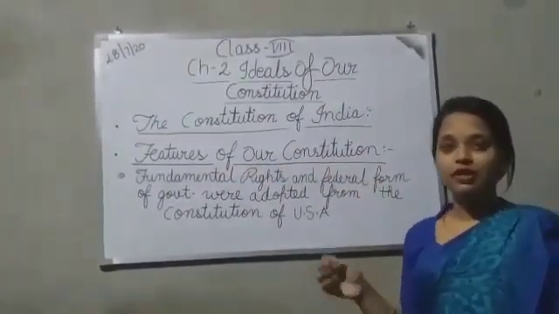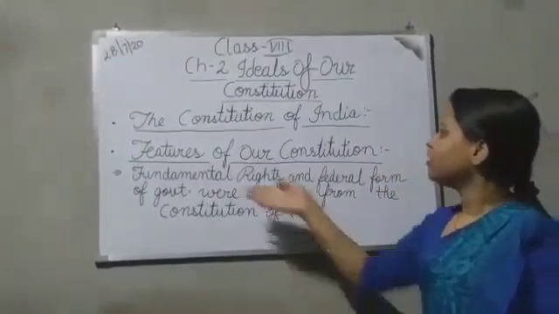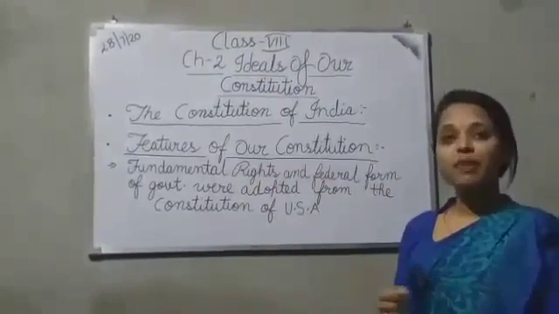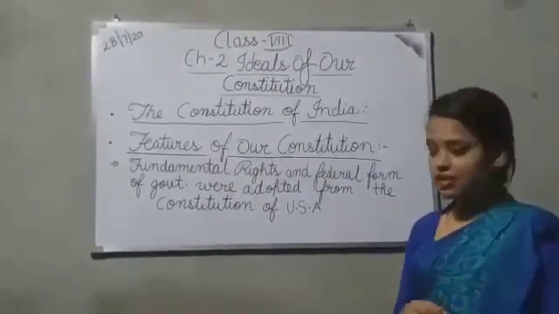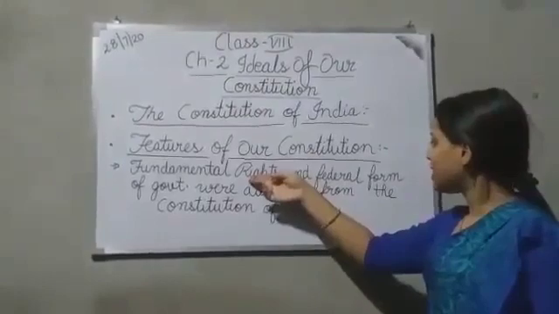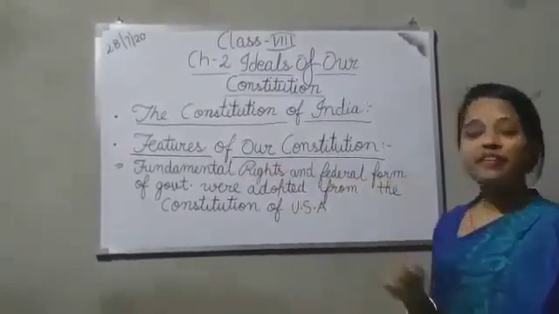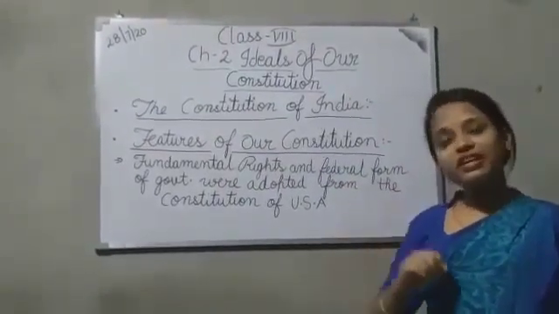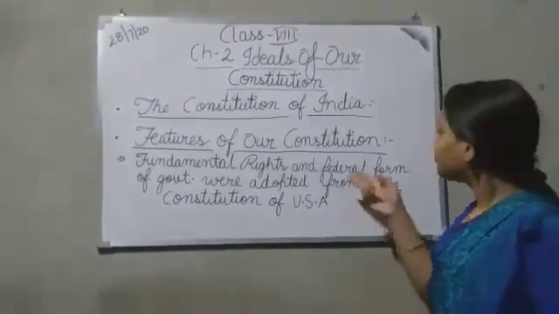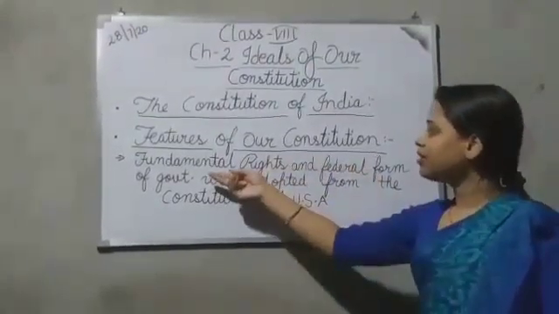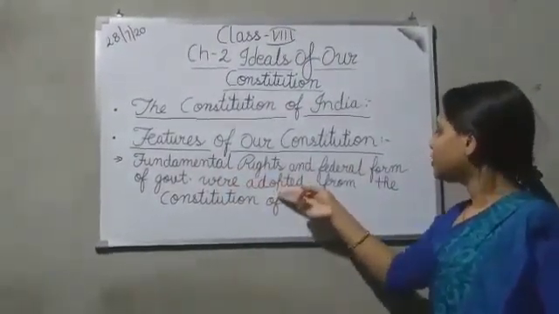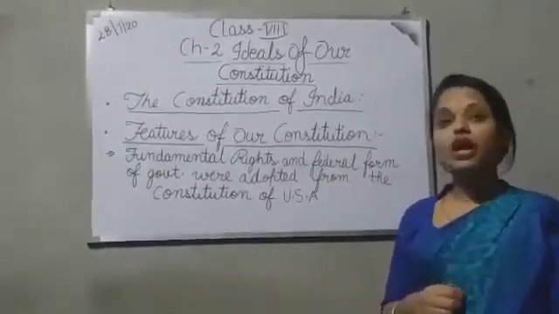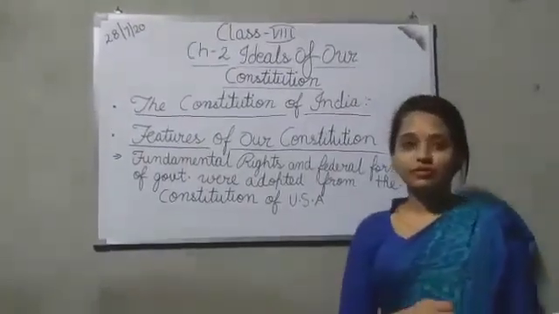The first point that we are going to discuss is the fundamental rights, meaning the basic rights which are given by the constitution to the common citizen. So the fundamental rights and the federal form of government. Federal form of government here means the dual form of government, at state level and central level. Both these features were adopted from the Constitution of USA.